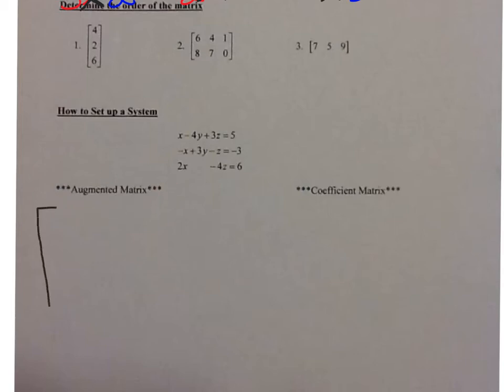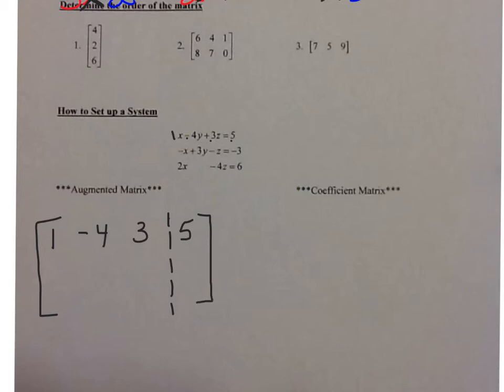So you're going to put these brackets here. Let me make mine neater. And you're going to put in your coefficients. So I have a 1, -4, 3, and a 5. So it's 1, -4, 3. Now my 5 is what it equals, so I'm going to put a dotted line down and then put a 5. And now that's my first row. My second row is going to be -1, 3, -1, -3. So it's -1, 3, -1, -3.